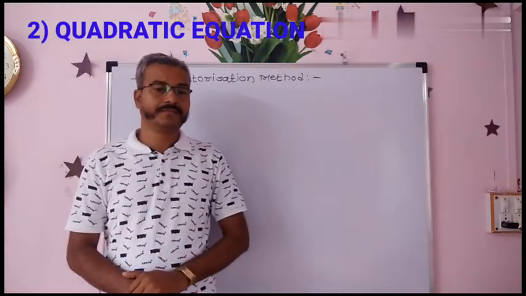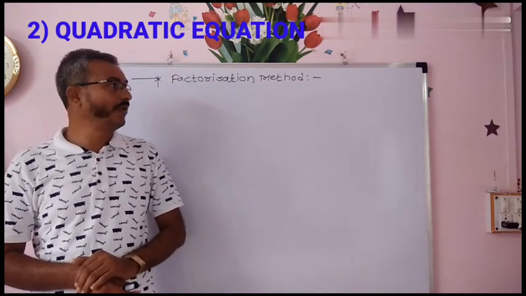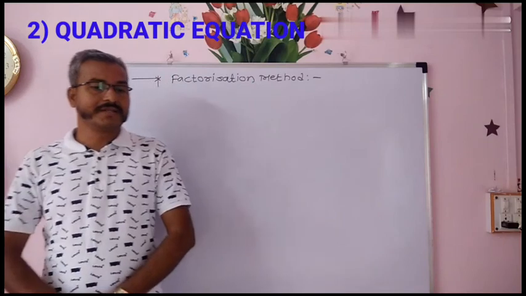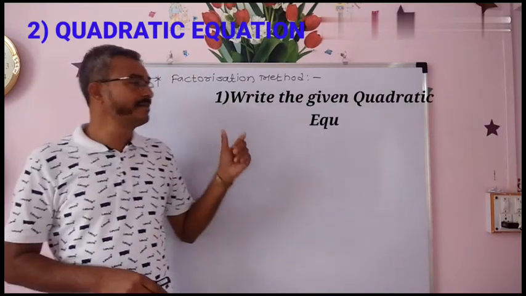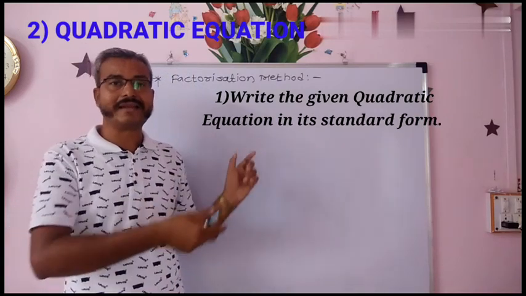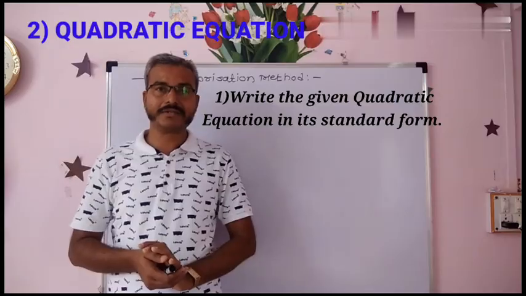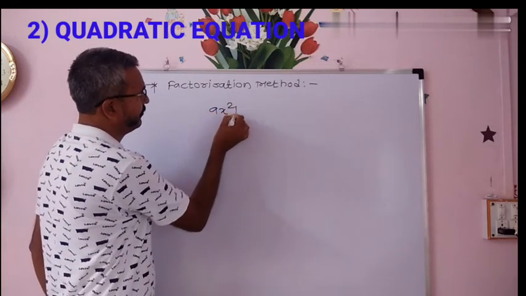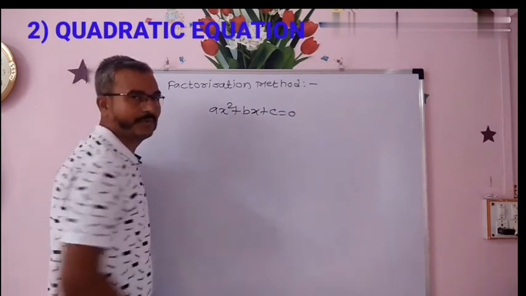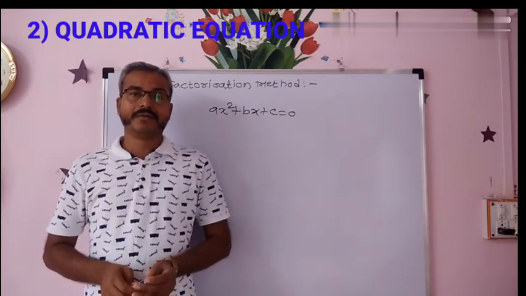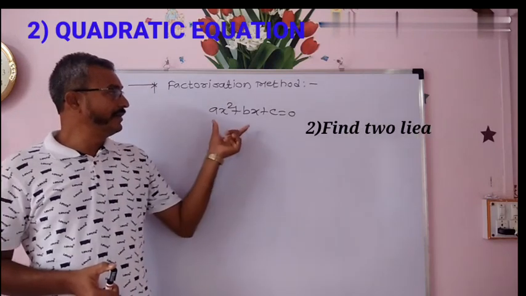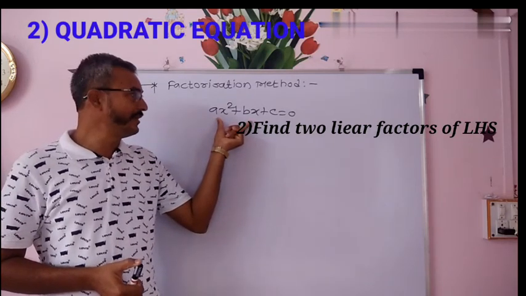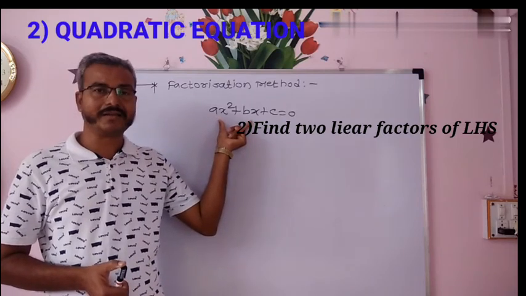In the factorization method, there are some steps to follow to solve the quadratic equation. See these steps. First step: write the given equation in its standard form. We know that the standard form of the quadratic equation is ax square plus bx plus c is equal to 0. Now the second step is to find the two linear factors of the left hand side of the given equation.